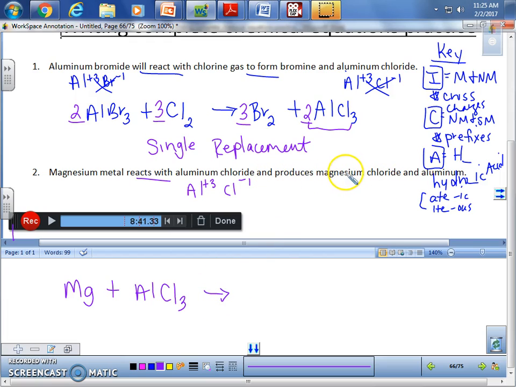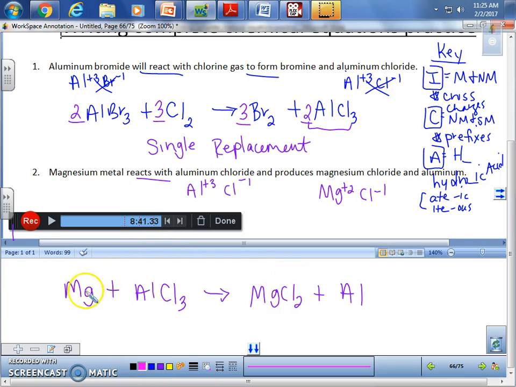magnesium chloride. That's a metal. I've got to cross my charges. Mg is a +2, Cl is a -1. So it's MgCl2. And aluminum. Aluminum is a positive 3 charge, but that only matters if it's in a compound. It's not part of Hofbrinkel. It does not get a 2. You never bring the charge down and make it a subscript.